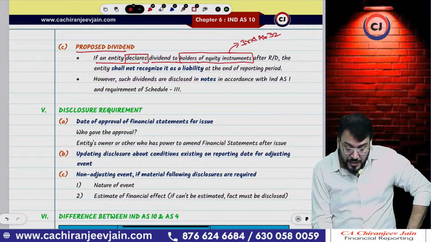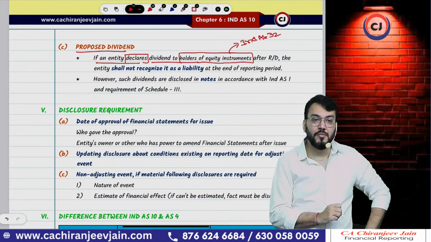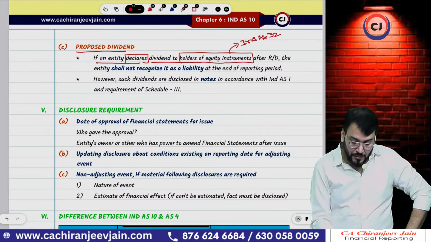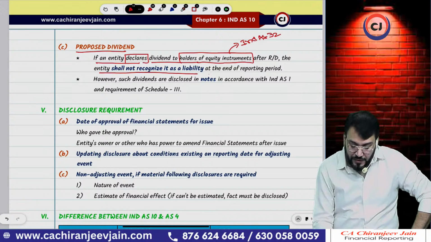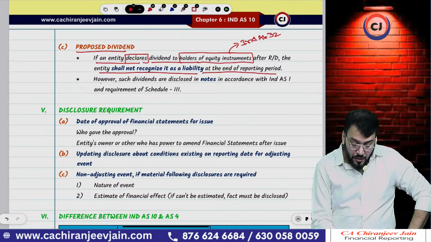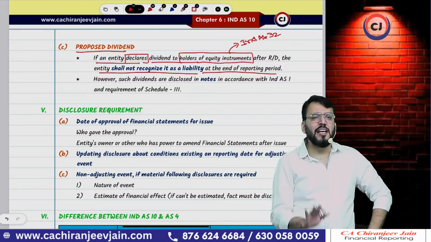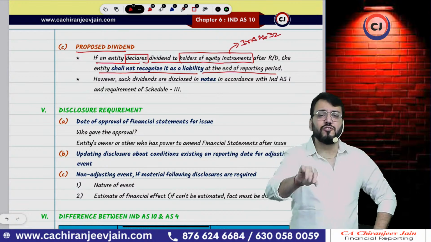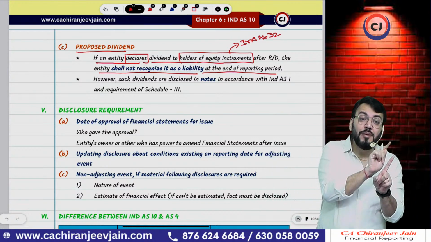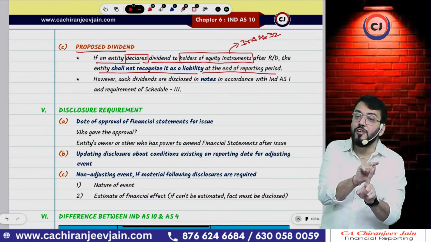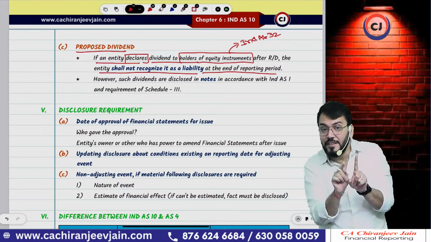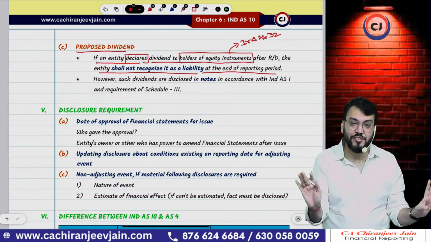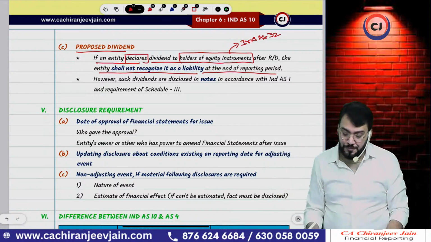So if an entity declares dividend to the holder of equity instrument after the reporting date, the entity shall not recognize it as a liability at the end of the reporting period. However, such dividends should be disclosed as per the requirement of Ind AS 1. Ind AS 1 says that any dividend which is proposed is required to be disclosed. As per Ind AS 10, do not recognize; it is a non-adjusting event.